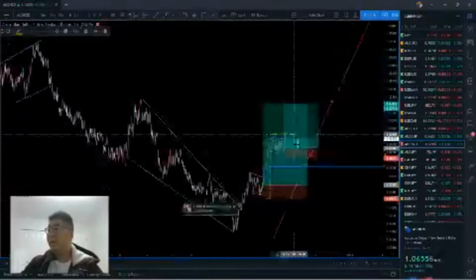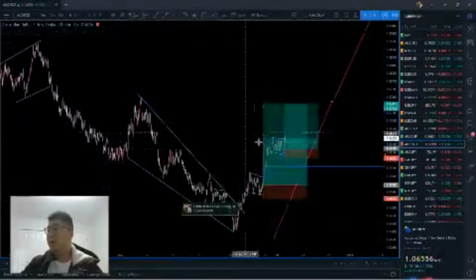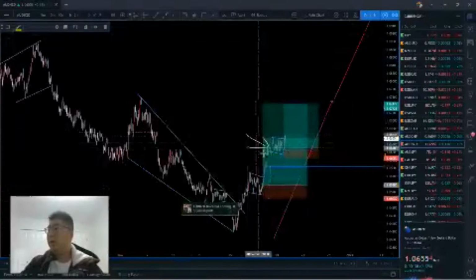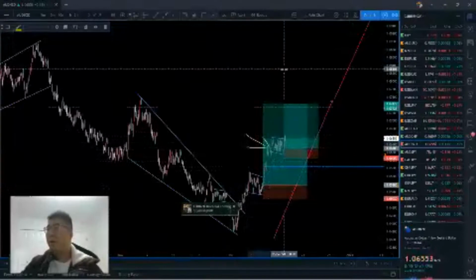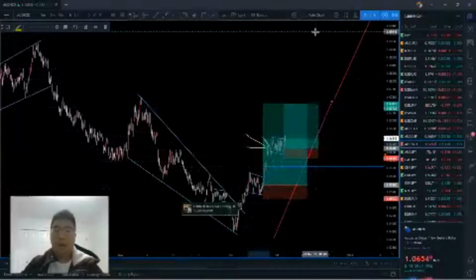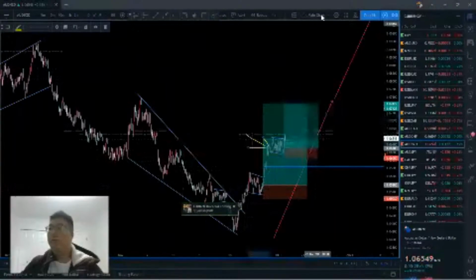I will make a video about scaling entries. This is to me a scaling entry. Of course, a lot of different people scale differently. I'll make a full video on how I personally do scaling and how to be careful on those positions.